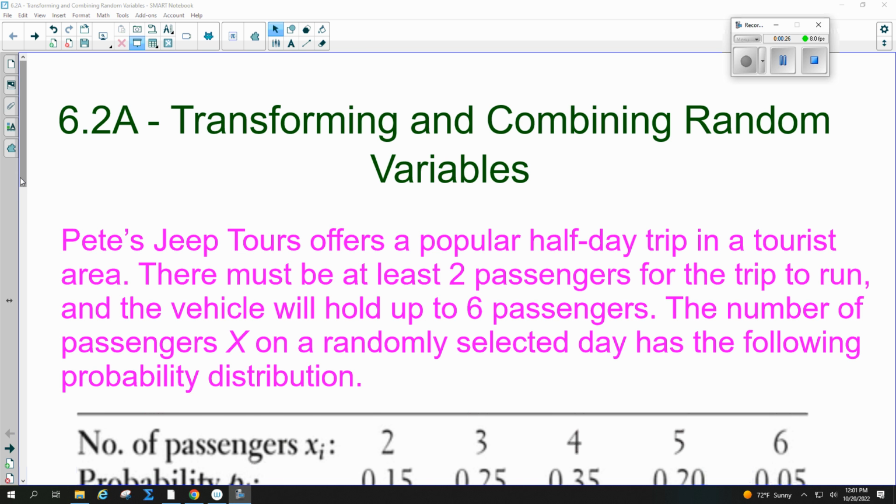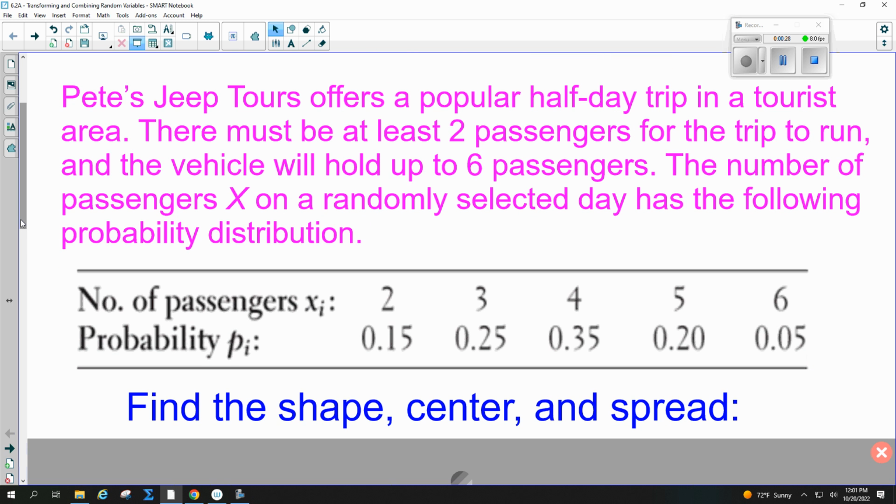All right. So Pete's Jeep Tours offers a popular half-day trip in a tourist area. There must be at least 2 passengers for the trip to run, and the vehicle will hold up to 6 passengers. The number of passengers X on a randomly selected day has the following probability distribution. All right, so we have number of passengers and the probability of having that number of passengers. Find the shape, center, and spread.